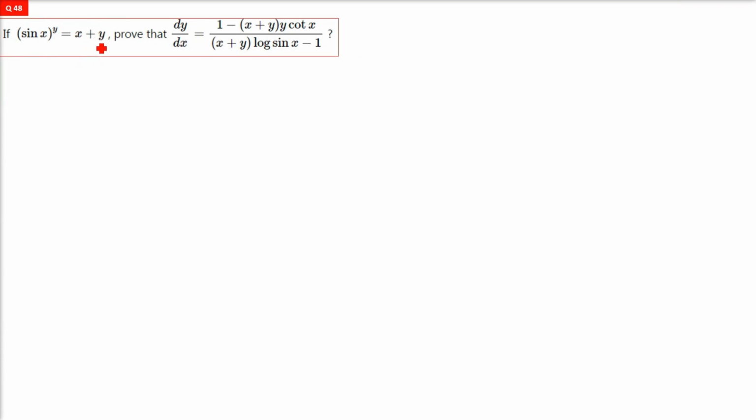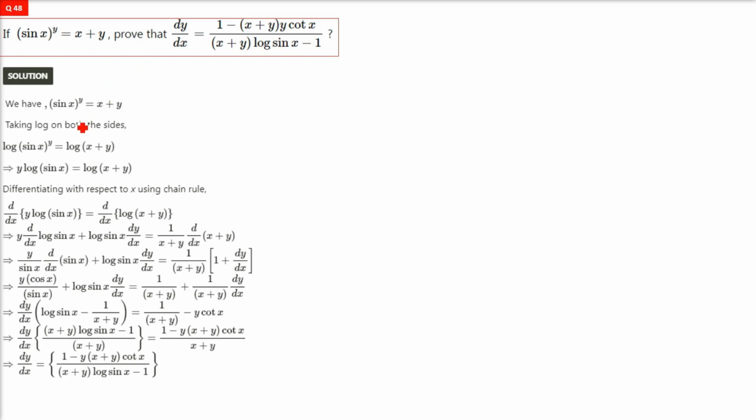Next question. So we have sin x to the power y equals x plus y, and this is what you need to have on the right hand side of dy by dx. This is the reference you can take if you want to do it by yourself. So first thing is just take the log. So assume that I have taken log, y will come in front. So y log sin x is equal to log (x plus y).